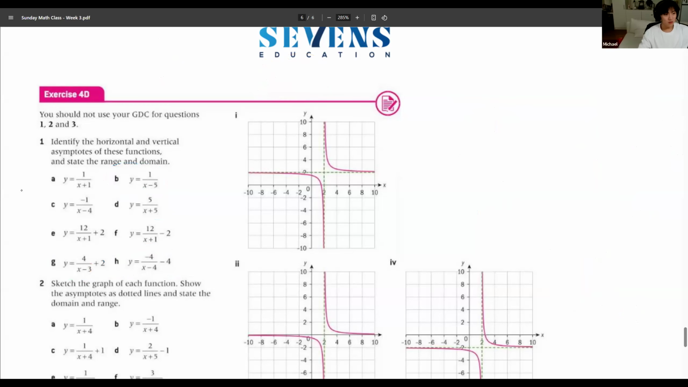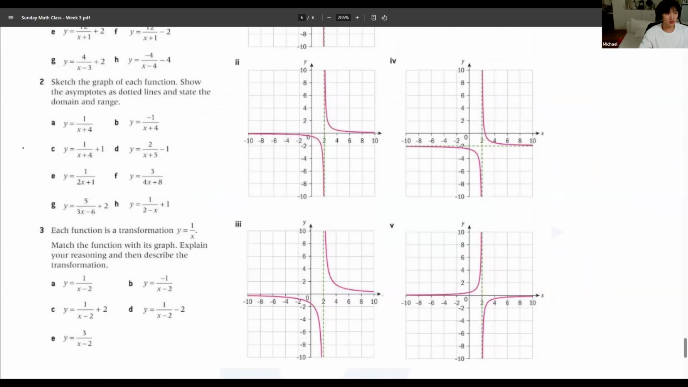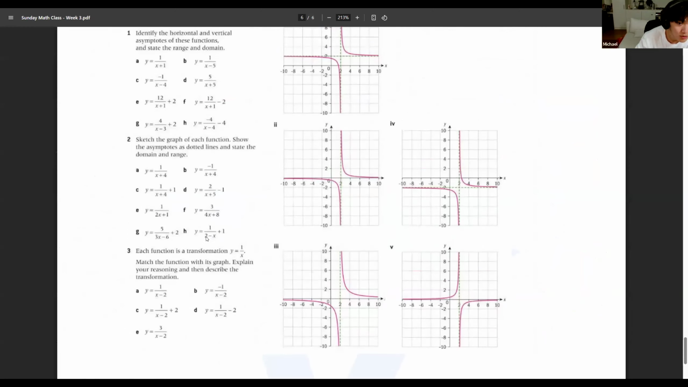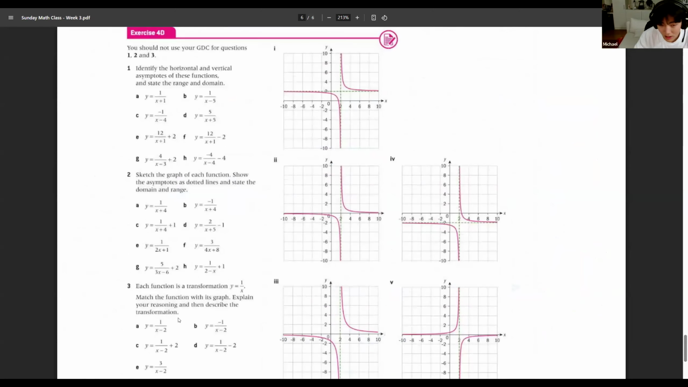All right, we have 5 more minutes left. Let's start something slightly different. Actually, instead of that, we should do the last one. For question 3, each of them is a transformation of 1 over x, shifting left, right, up, or down. Match them with the 5 graphs, and once you match them, send it to me. Just say A, whatever, B, whatever, C, whatever.